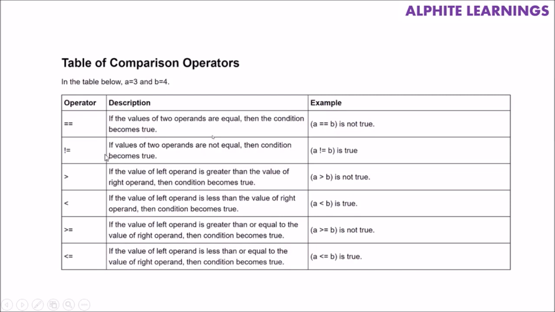Okay, so the second one is the exclamation mark followed by equal to. What does it mean? This is equivalent to not equal. So if I say a exclamation mark equal to b, it means a is not equal to b. If both values are different, then the condition is true, so I'll get a boolean output of true.